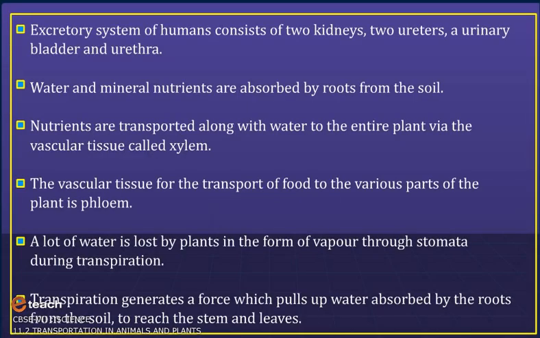Summary. Excretory system of humans consists of 2 kidneys, 2 ureters, a urinary bladder, and urethra. Water and mineral nutrients are absorbed by roots from the soil. Nutrients are transported along with water to the entire plant via the vascular tissue called xylem. The vascular tissue for the transport of food to various parts of the plant is phloem. A lot of water is lost by plants in the form of vapor through the stomata during transpiration.